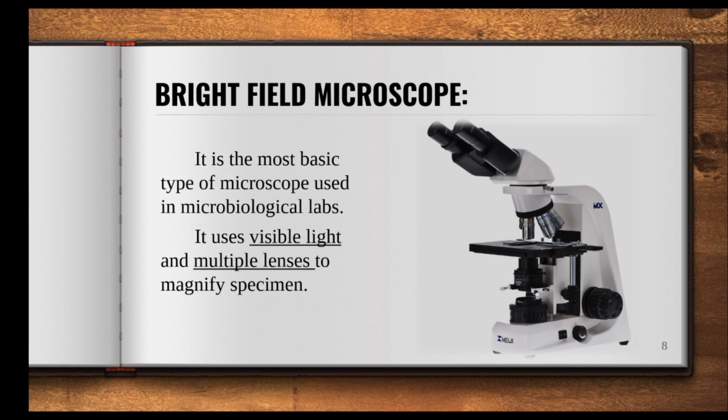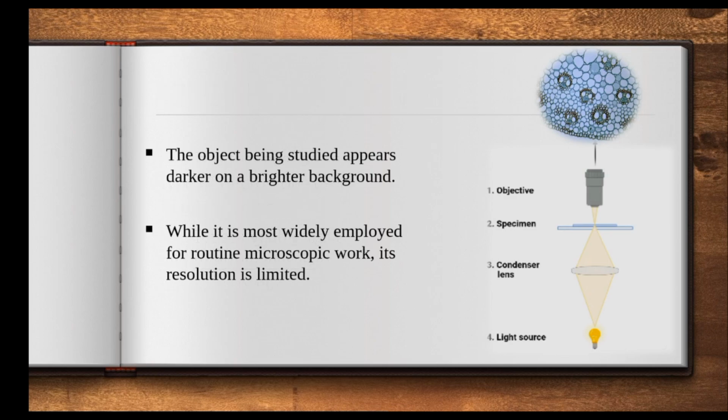Bright field microscope. It is the most basic type of microscope used in microbiological labs. It uses visible light and multiple lenses to magnify a specimen. The object being studied appears darker on a brighter background. While it is most widely employed for routine microscopic work, its resolution is limited.